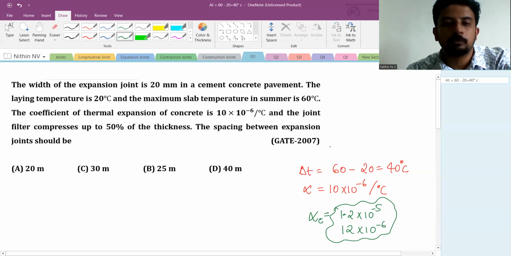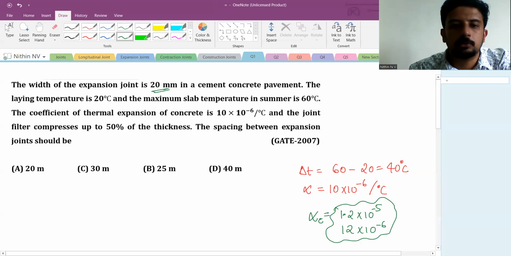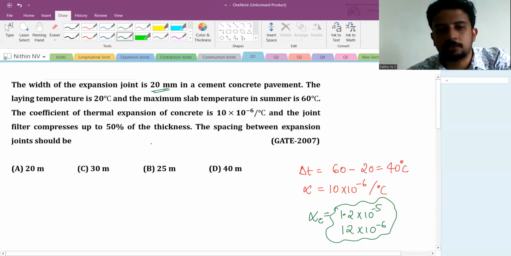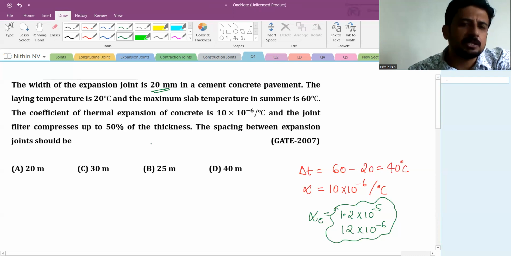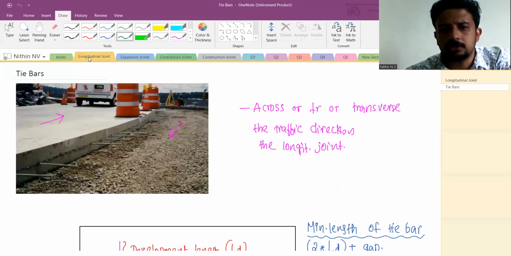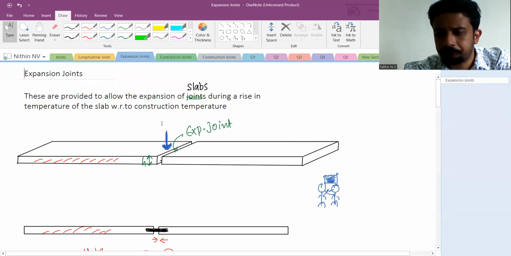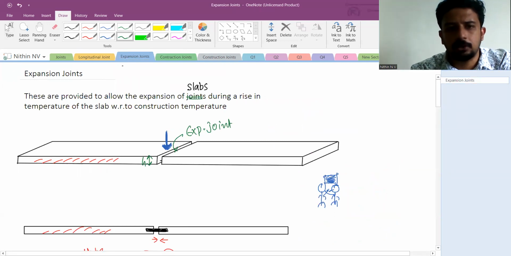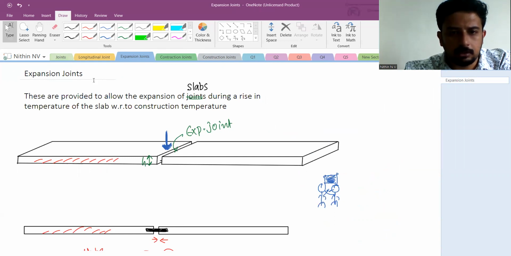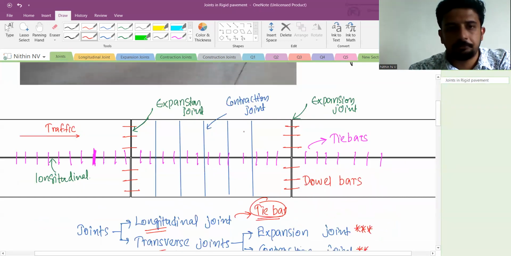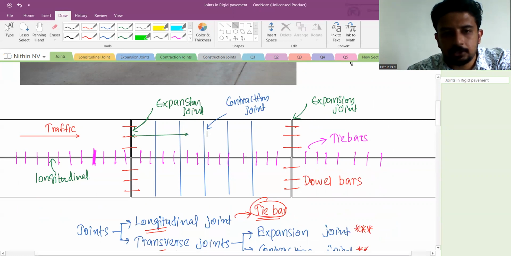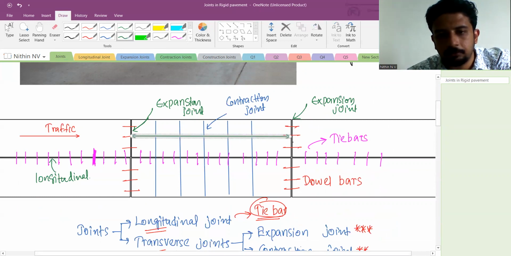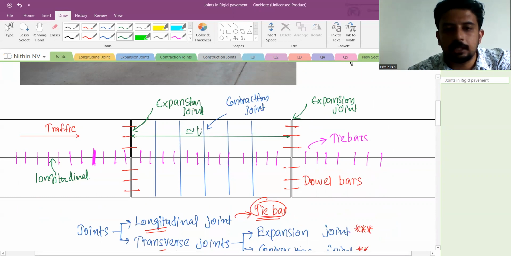Okay, right, that's it. Now, the width is already given as 20 mm. What we need to calculate is the spacing between expansion joint. What is the meaning of spacing between expansion joint? Look at this. If I'm just taking the other image, look at this. What is the meaning of spacing between expansion joint? See, from one expansion joint to the other expansion joint. What is this? This is approximately the length of the slab.